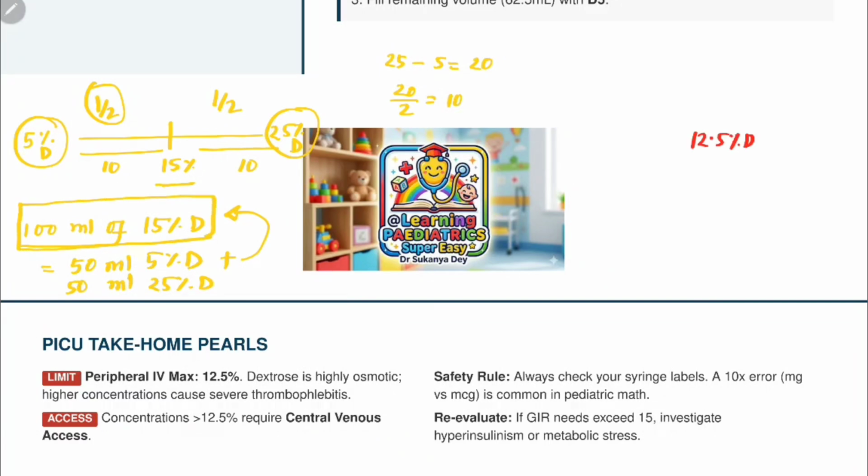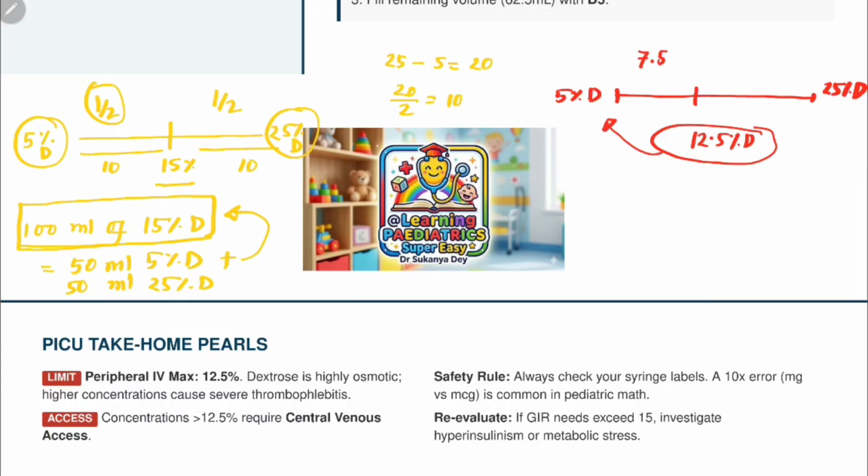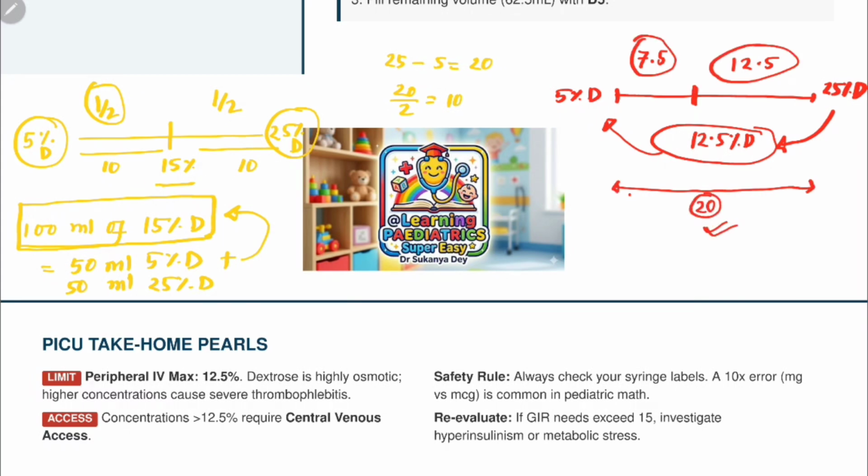Suppose you have to create 12.5% dextrose. The lower concentration we have is 5% and the higher concentration is 25%. We have to mix these two. Which part and how much do we have to mix? We have to calculate it. 12.5 minus 5 equals 7.5, and 25 minus 12.5 means 12.5. So the total distance is 20 parts. Here the midpoint is 15%, but we have to create a concentration of 12.5%. So this is on the lower side.